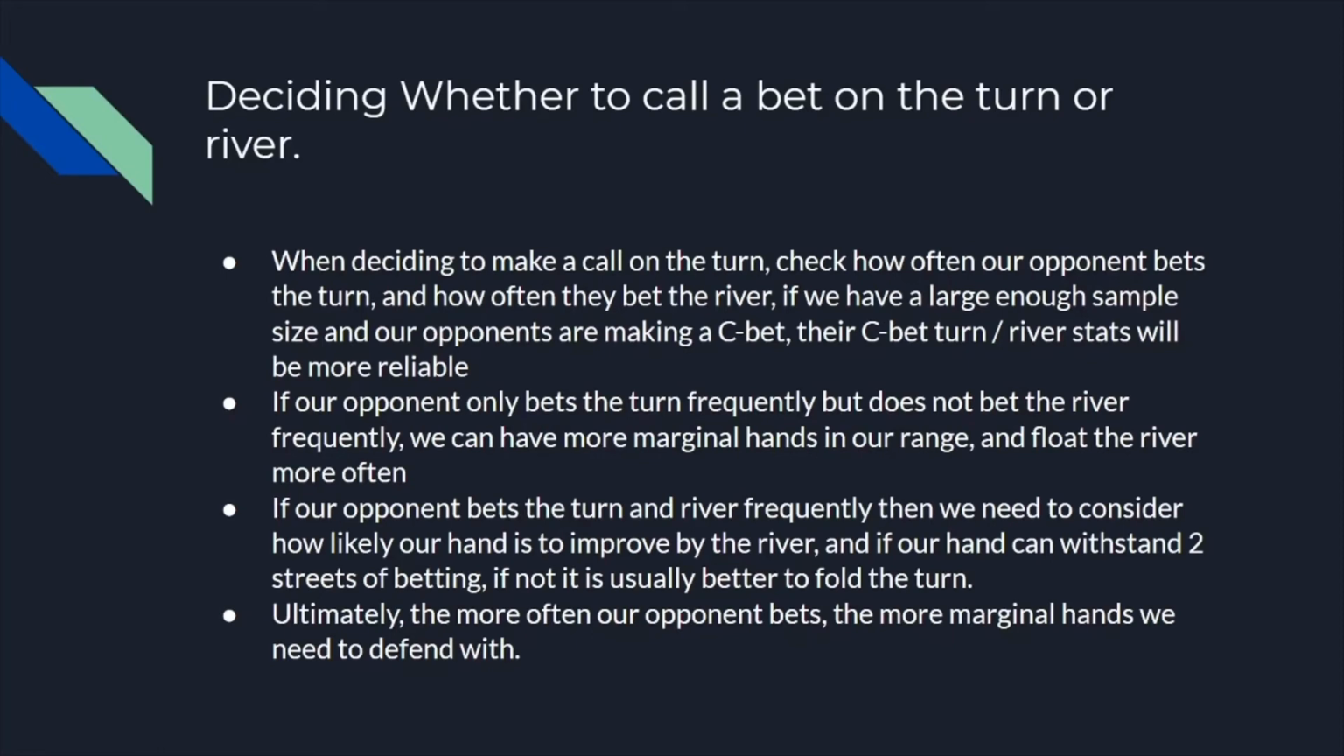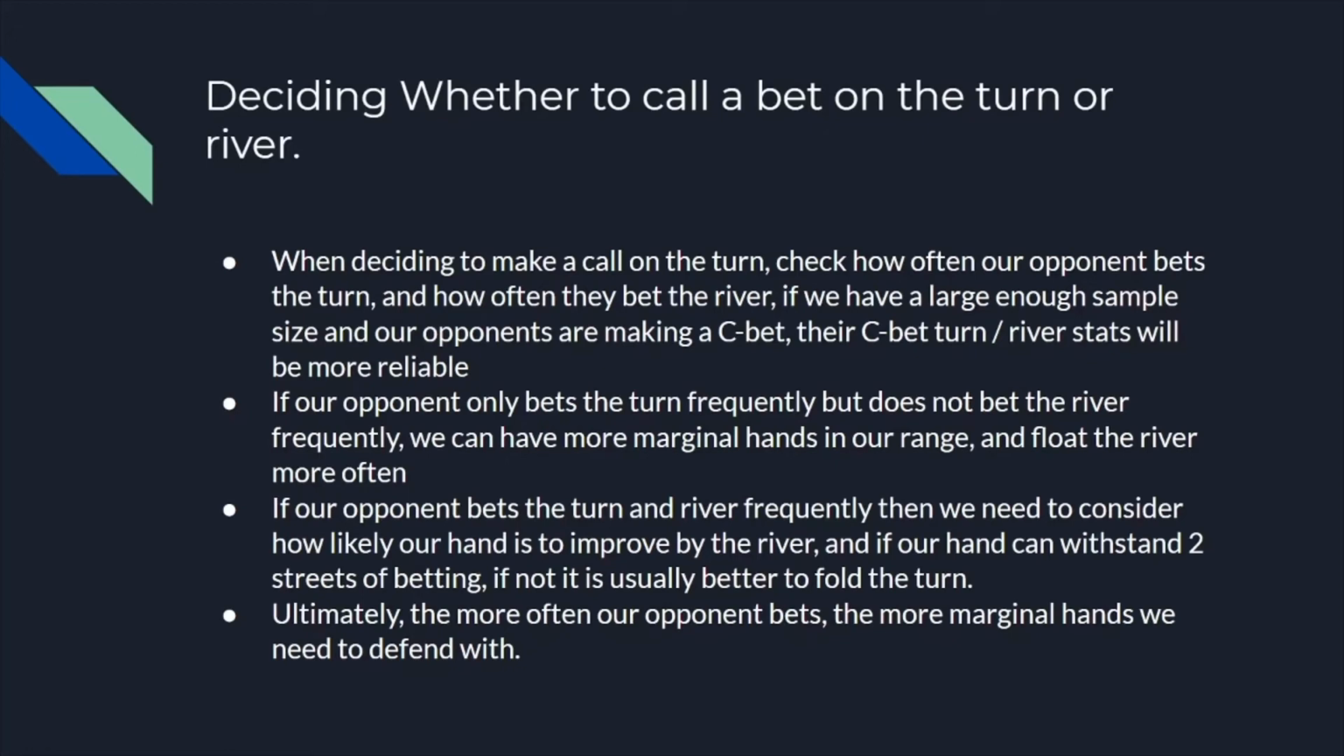So another really important thing to consider is if our opponent's only going to be betting the turn frequently, but then slowing down a lot on the river, then we should be calling the turn more and even planning to float some rivers with air or marginal hands or bad draws and stuff like that. But if our opponent is the kind of person to barrel the turn and then always or almost always follow that bet up on the river, we need to start thinking if our hand can withstand 2 streets of betting. And if it can't, it's almost always better to fold on the turn and not call the turn bet and then fold to the river bet.